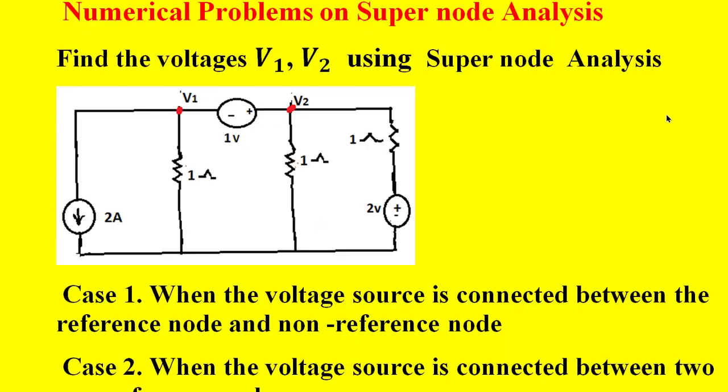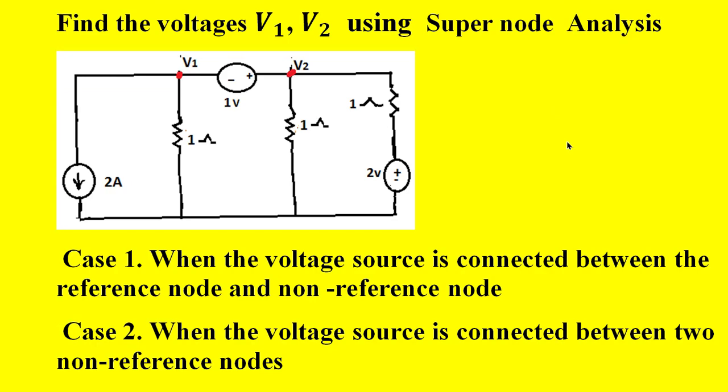He asks what the voltages V1 and V2 are using supernode analysis. To solve this problem, first we have to decide whether it comes under the category called supernode analysis or not. For this, there are two conditions, and at least one condition should be satisfied to say that it is a supernode analysis problem. The first condition is when the voltage source is connected between the reference node and a non-reference node. The other condition is when the voltage source is connected between two non-reference nodes.